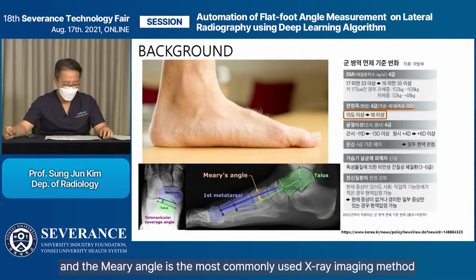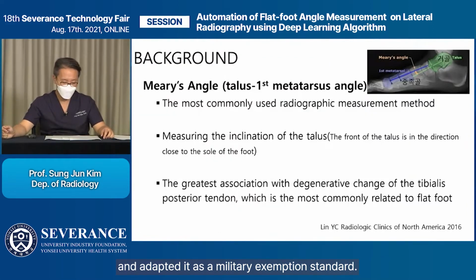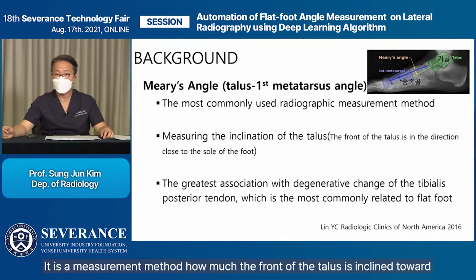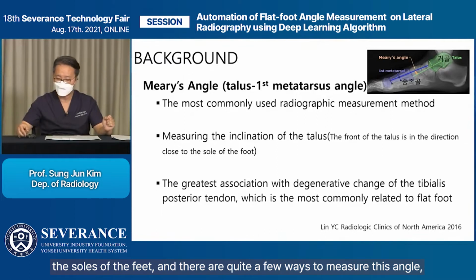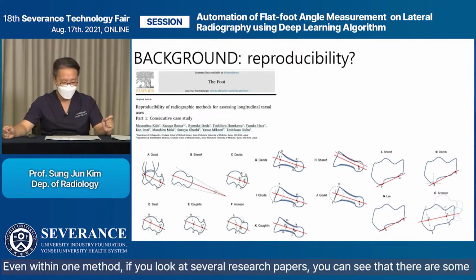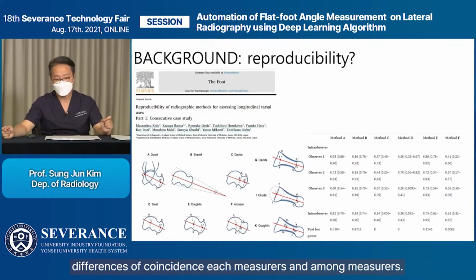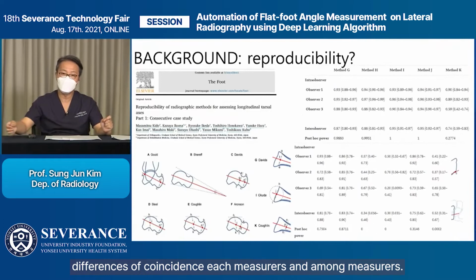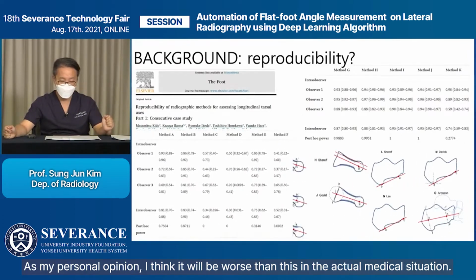And the Meary angle is the most commonly used X-ray imaging method and was adopted as a military exemption standard. It is a measurement of how much the front of the talus is inclined toward the soles of the feet, and there are quite a few ways to measure this angle. But it is difficult to say that it is actually standardized. Even within one method, if you look at several research papers, you can see some differences in agreement within each measurer and among measurers. As my personal opinion, I think it will be worse than this in actual medical situations.